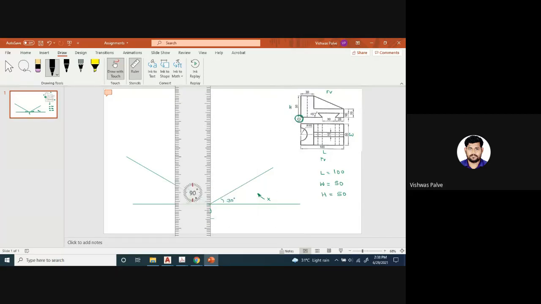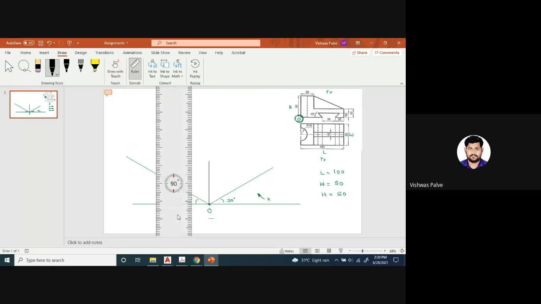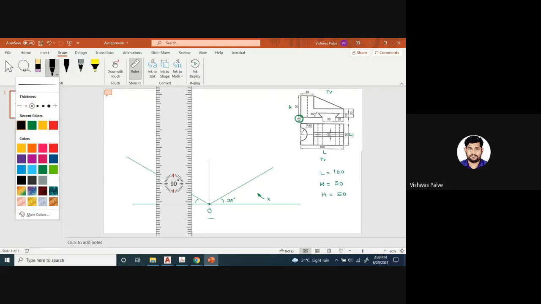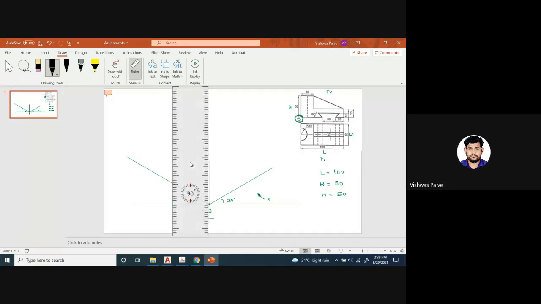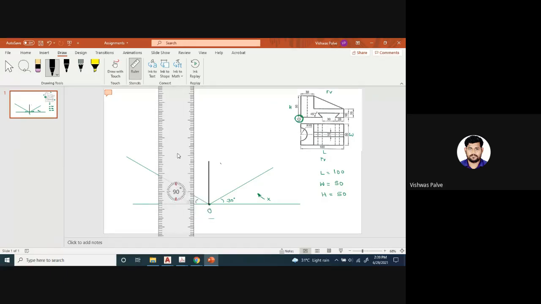Okay. So here I will draw a vertical line whose length is 50 millimeter. Then after drawing, I will increase the thickness of it so that it should be visible, because this is the object line. Okay, so this is the object line.